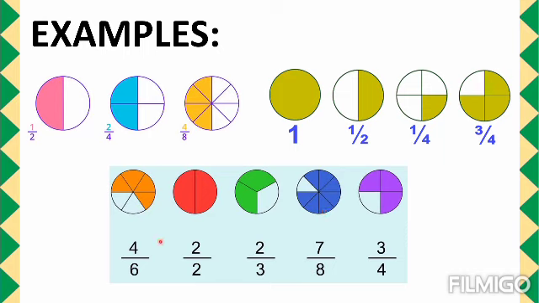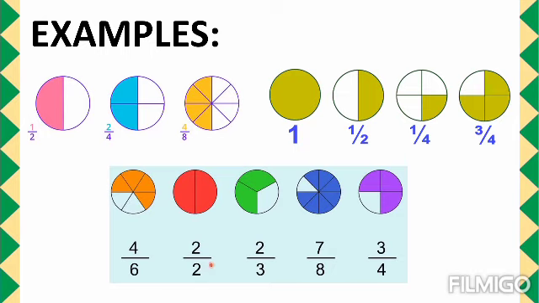We have 4/6 and 2/2. And guys, I will tell you why this one is 2/2. This 2/2 can be reduced into 1. As I mentioned above, we have one figure with all parts shaded. So just the same here, the reduced or lowest term of this fraction 2/2 is 1.